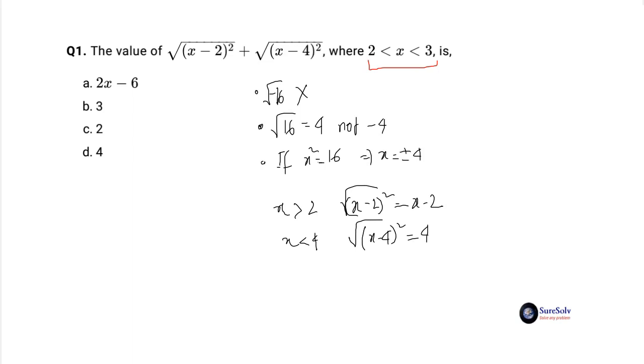That's simple. You don't have to bother about any exact value of x at all. Adding the two, you get x minus 2 plus 4 minus x equals 2. x is just cancelled out. Answer is option C, 2. You can solve this problem correctly within 10 seconds if you are clear about the square root concepts. Let's go over to the second question.